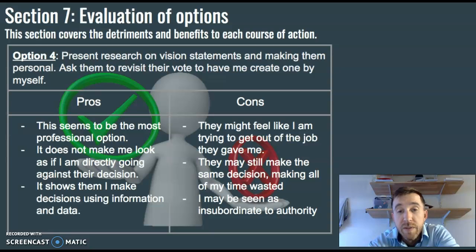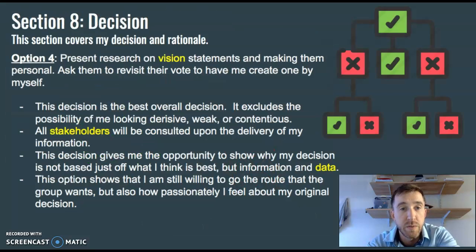The cons could be that they might feel like I'm trying to get out of the job that they gave me. They may still make the same decision, which means I would have just wasted all that time, and I may be seen as being insubordinate to authority if I'm just trying to get out of what they made for their original decision. Okay, that brings me to section 8, which is my decision.